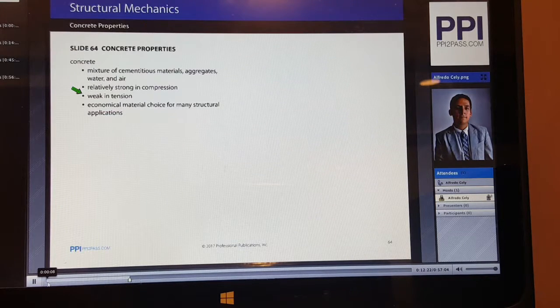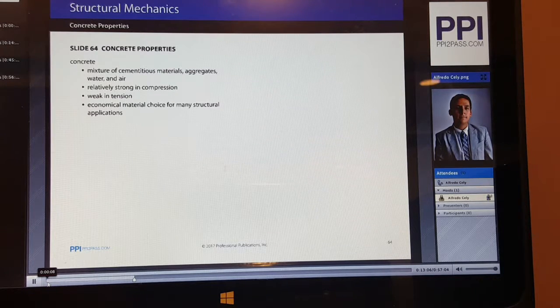Now, concrete is relatively strong in compression and weak in tension. This is why we add steel bars to reinforce concrete, because we're reinforcing its weakness in tension. Concrete is an economical material choice for many structural applications. If we look at table 48.1 within the CERM, we'll see different volumetric proportions for concrete ingredients. Values in this table are approximate and average, so they provide a quick check on the values for the volumetric proportions of concrete.